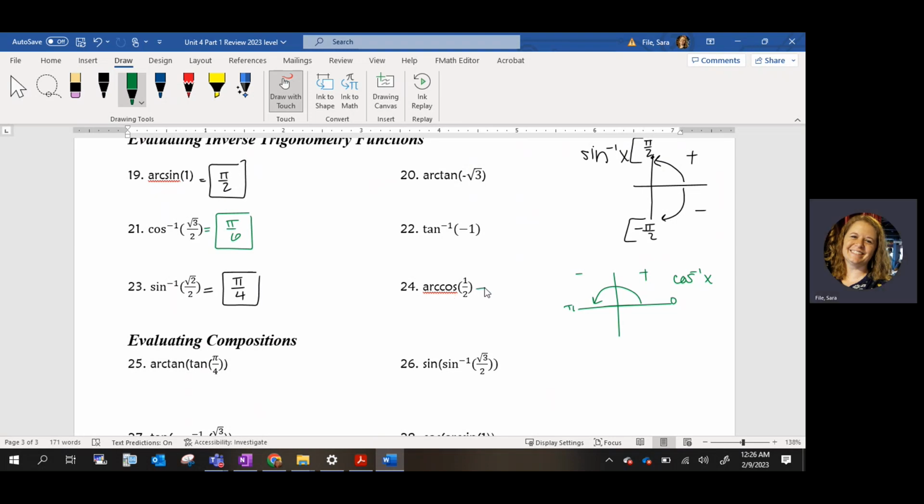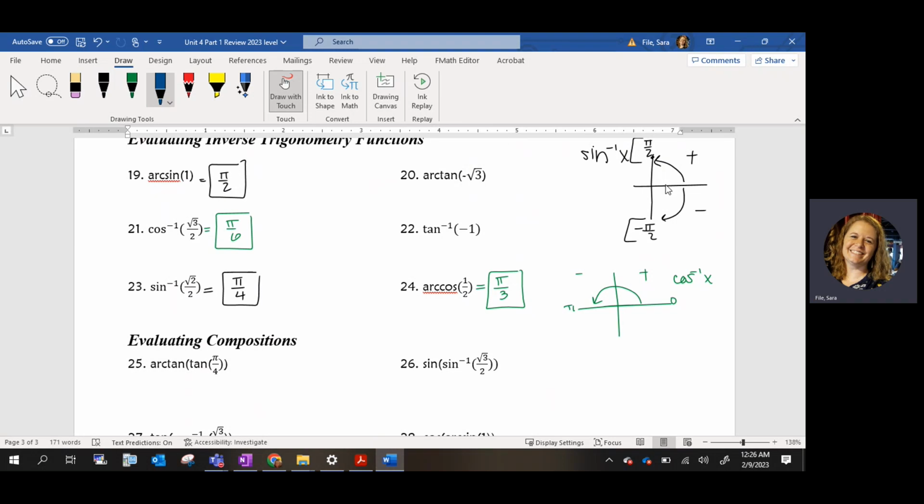Arc cosine here, we're going to do the same thing. At what angle is cosine 1/2? So where's the x value, positive 1/2? Only between 0 to pi. So that's only going to be in quadrant 1. Cosine is 1/2 at pi thirds.